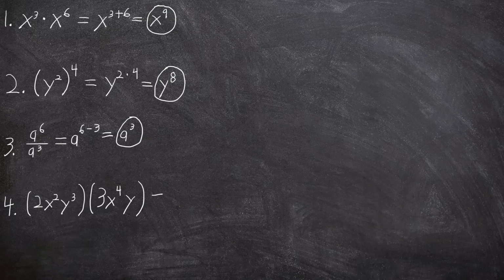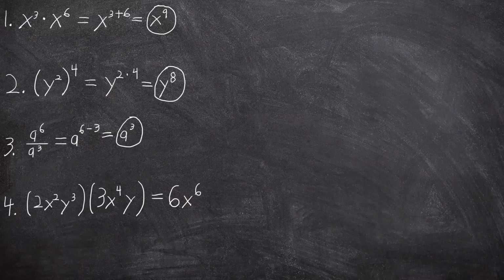And number 4, it's a bit more compared to the last 3. So first, we will want to look at our x terms, 2x squared and 3x to the 4th. We want to look at our coefficients first, which is 2 and 3. We would multiply those together to get 6. And the exponents, 2 and 4, we add them together. 2 plus 4 is 6, 6x to the 6th power.